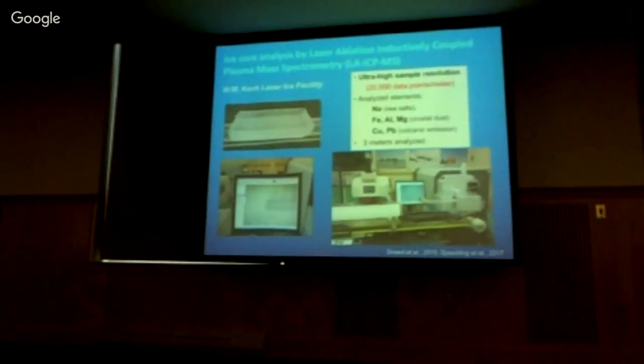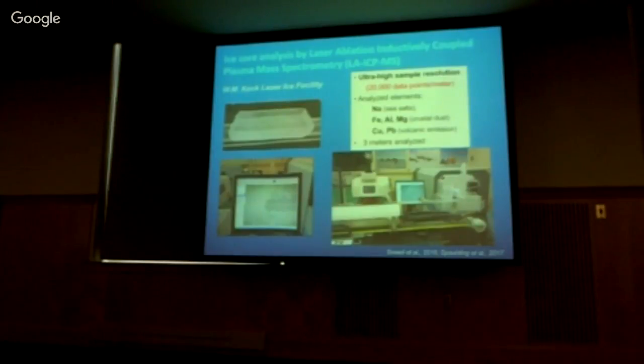You probably heard already about the system, but I will give you a little bit more information. We have an ice chamber, which we cool down and put ice inside. We can fit 1 meter of ice core. Then the laser ablates the ice material from the surface, and you can see the ablated path on the screen. The ablated material is carried away by argon gas to the ICP-MS. We can measure several elements. We focus on sodium, iron, aluminum, magnesium, copper, and lead.